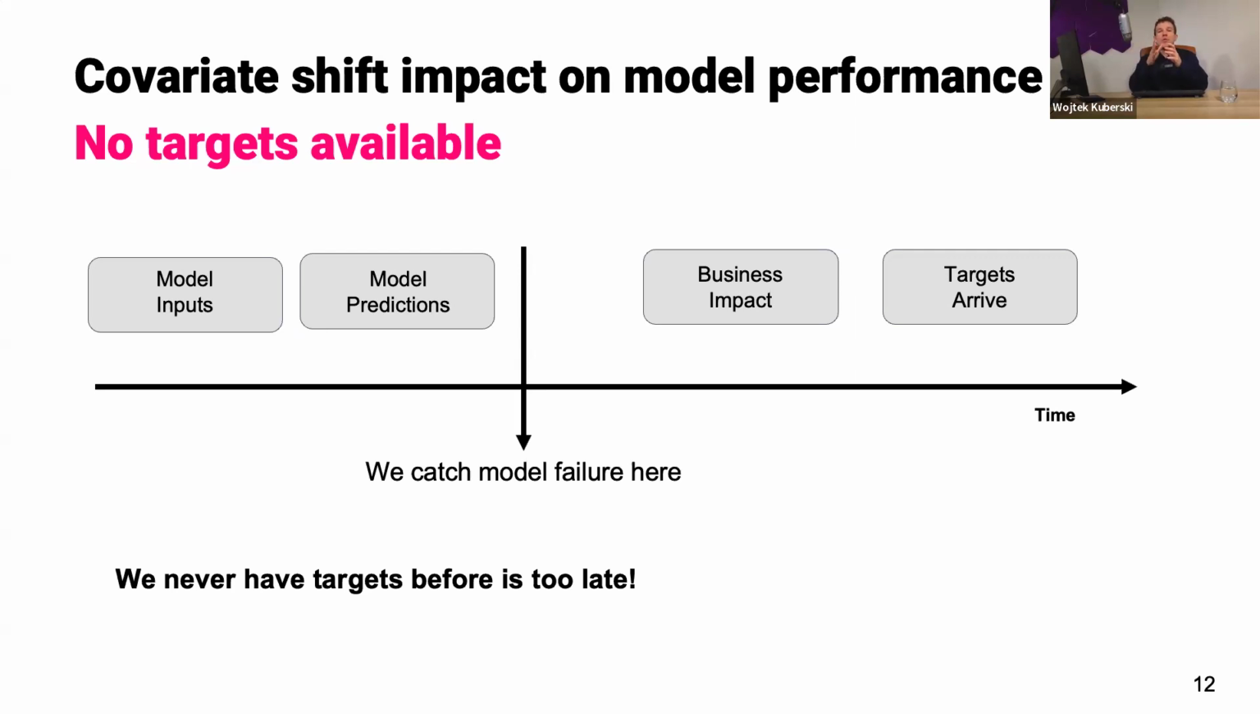So we want to catch model failure as soon as possible to minimize or ideally eliminate the business impact. And that also means that we never have the targets before it's too late, because if we have the targets, the model already acted and we got some feedback from the real world. So we have to focus on trying to estimate the impact of covariate shift on model performance without access to targets, because by definition, if we have access to targets, there's already business impact and the damage has been done.